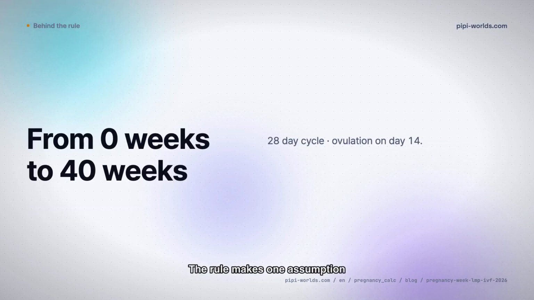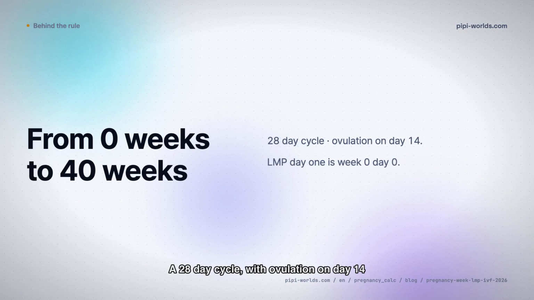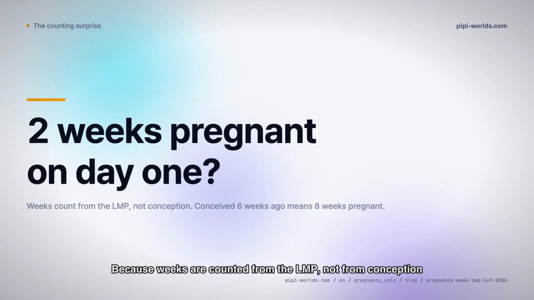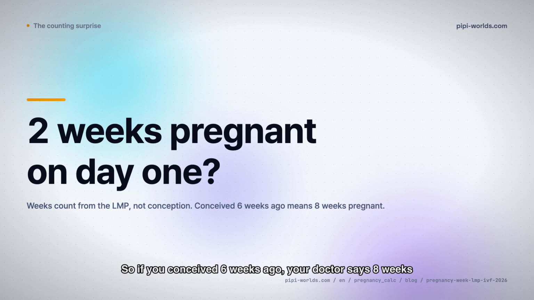The rule makes one assumption. A 28-day cycle, with ovulation on day 14. Count the first day of the LMP as week 0 day 0, and birth lands at week 40 day 0. That is why pregnancy is called a 40-week journey. Here's the part that surprises people. Because weeks are counted from the LMP, not from conception, you are already 2 weeks pregnant on the day you conceive. So if you conceived 6 weeks ago, your doctor says 8 weeks. Not a mistake, just the counting convention.